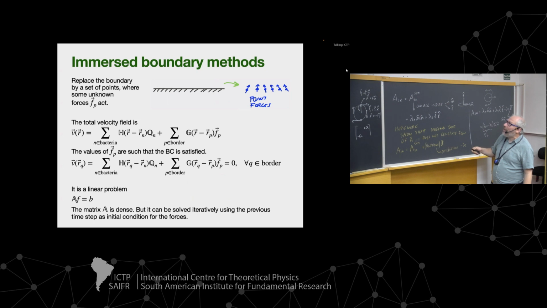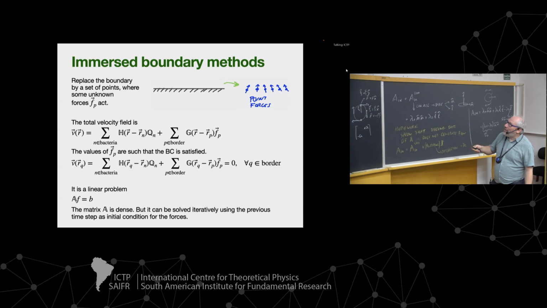So the total velocity is going to be the sum over all bacteria of this H tensor, that is the dipolar approximation, the gradient there, times the Q tensors of the swimmers, plus, because those are point forces, the G tensor times F of all the P's on the border. How do you obtain those forces? Those forces are such that if you evaluate the velocity on the surface, it should be 0.